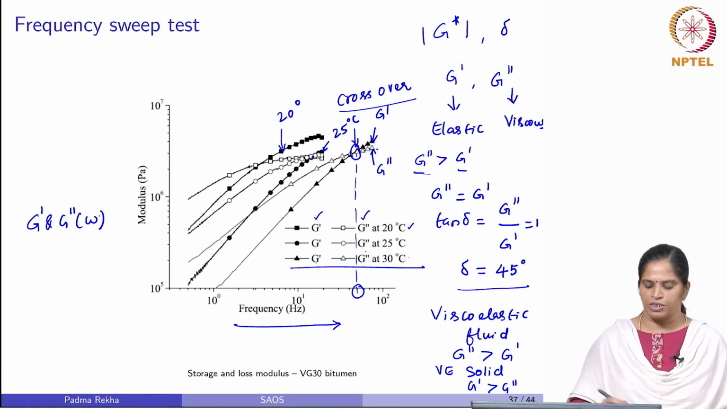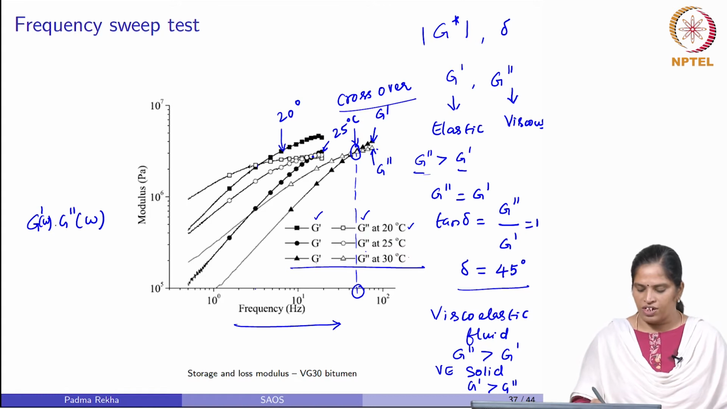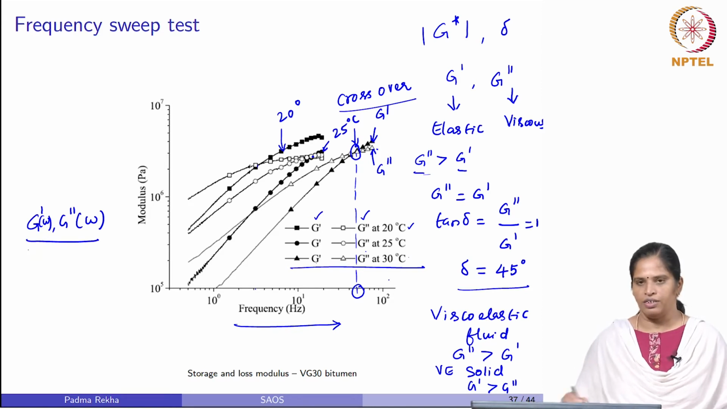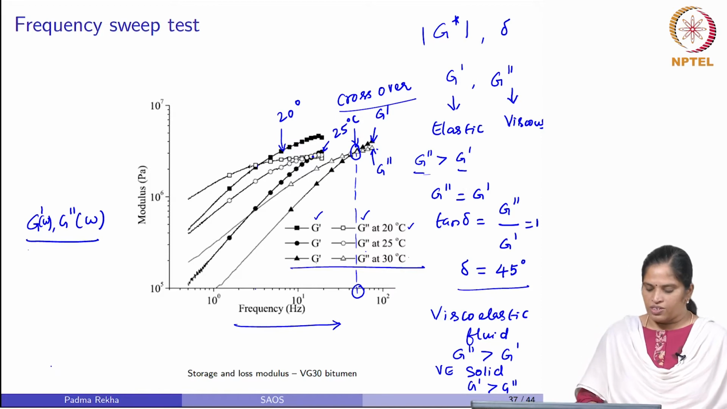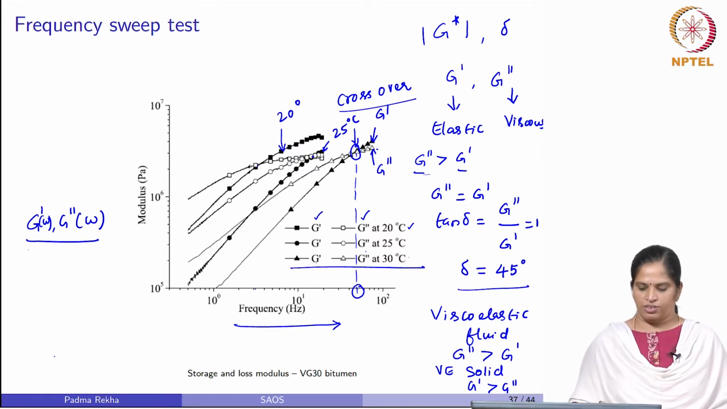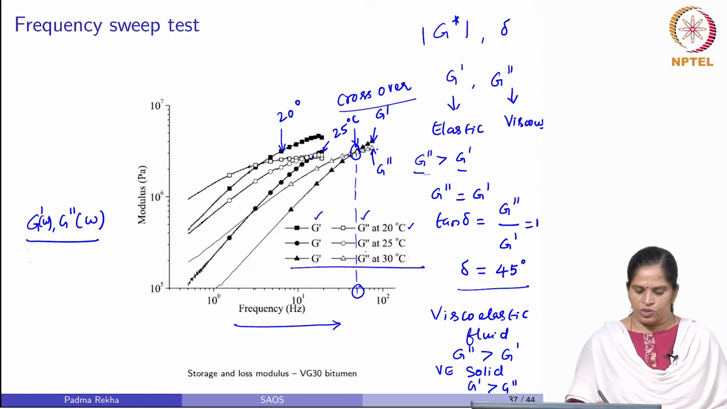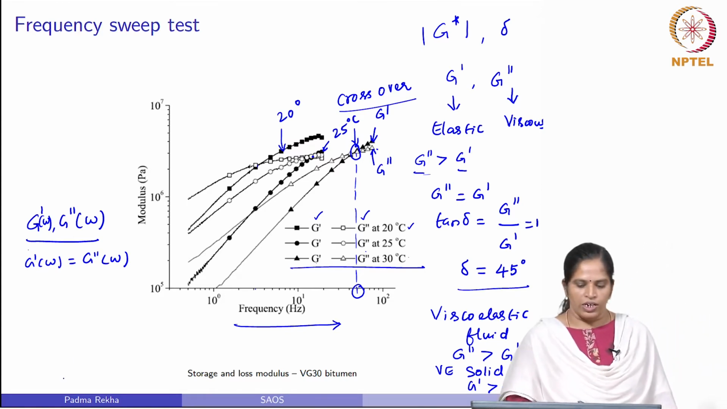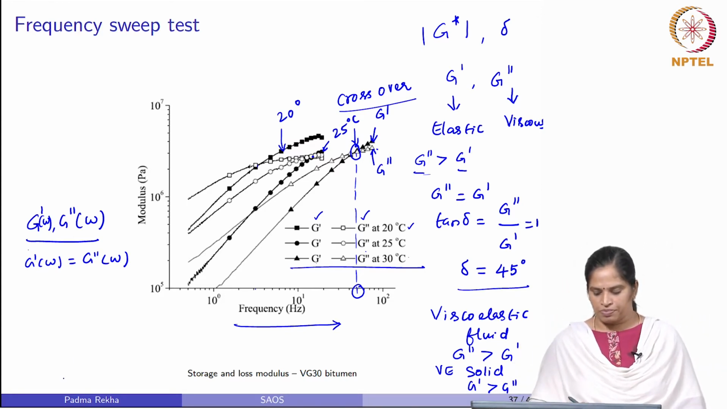Okay, both are dependent on frequency. We can see that as the frequency increases, the modulus value increases. So, as the frequency increases, both modulus values increase. So, there is a frequency at which both the G prime value and G double prime value are equal, and that frequency is what we call the crossover frequency.